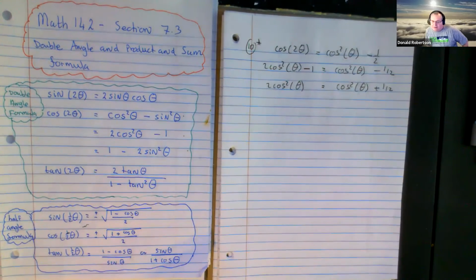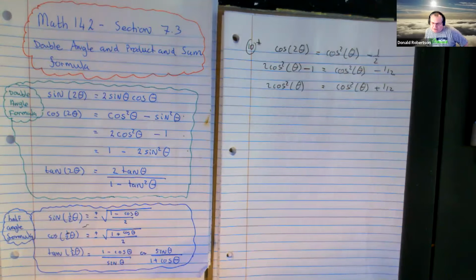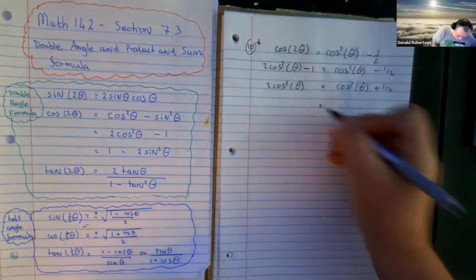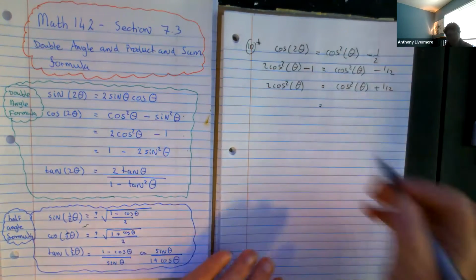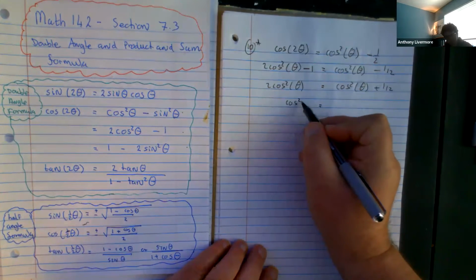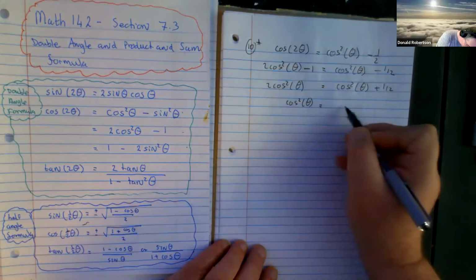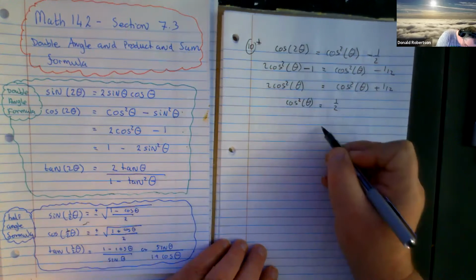Okay. Think of it as 2x squared equals x squared plus a half. Yeah, do what you would do in that kind of situation. Okay, what do you think I should do to both sides? No. Subtract the cosine squared. And you get 1 left is a half.